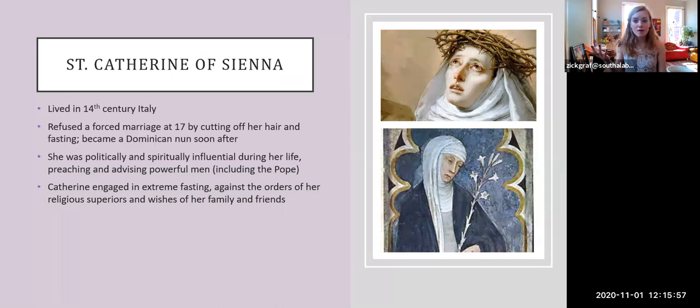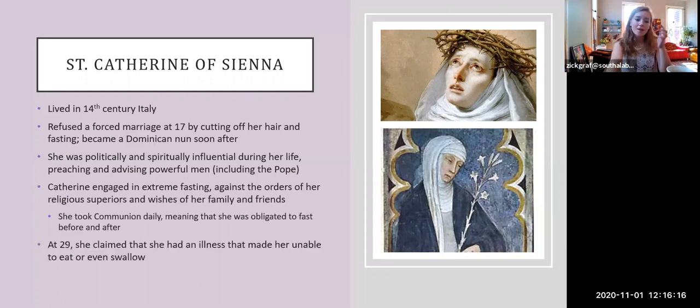And it got to the point where her religious superiors, like other nuns in her order, the priests and bishops that she had working relationships with, became really concerned about her health and advised her to stop fasting and stop taking communion so often. But she refused. And by the time she was 29, she started to say that she was physically unable to eat. She claimed that she had an illness that made her unable to tolerate food and that she couldn't even swallow.